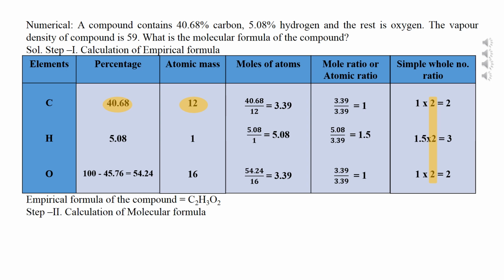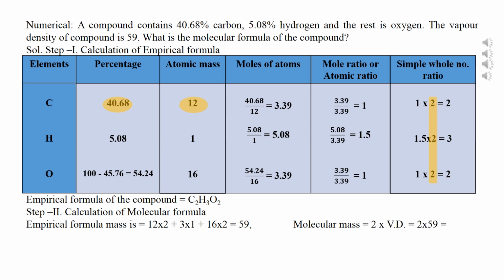So for that, first we have to find out the empirical formula mass, which we can calculate by adding the atomic masses of all the elements present in the empirical formula. That comes out to be 59. So in the numerical statement, the vapor density is given, and as we know, the molecular mass of a compound is equal to 2 into vapor density. So here the molecular mass is equal to 2 into 59, that is 118.